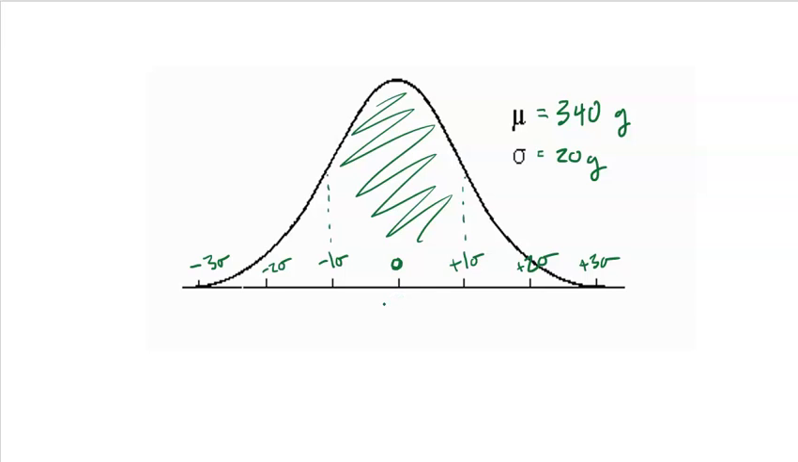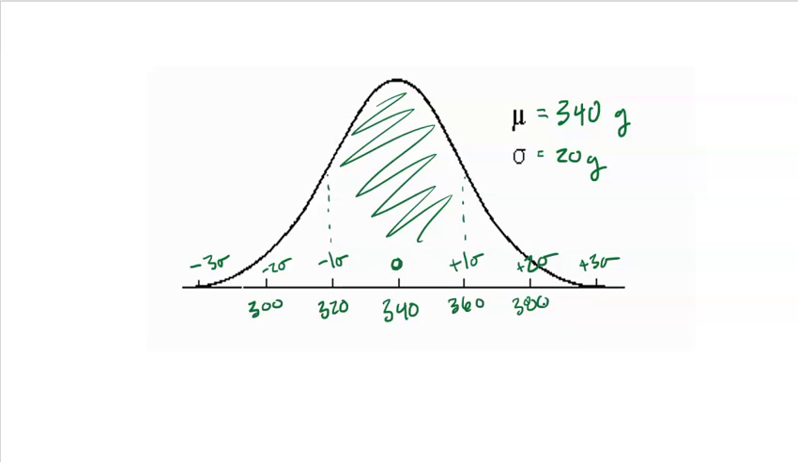So right smack dab in the middle is going to be 340 grams. Then we're going to go up 1 standard deviation. That takes me to 360. We're going to go down 1 standard deviation. That takes me to 320. Then we can go up 2 standard deviations. That's 380. 20, 20, right? Then we could go down 2, that's 300.